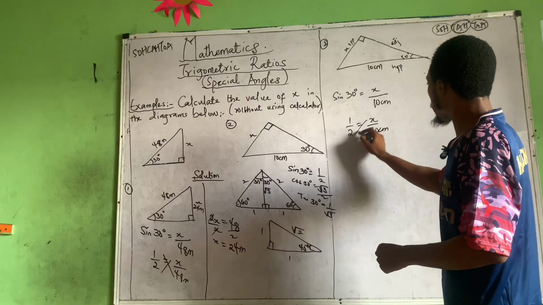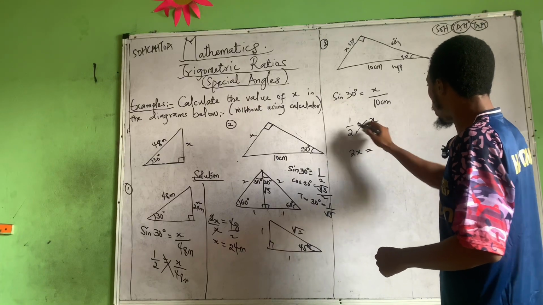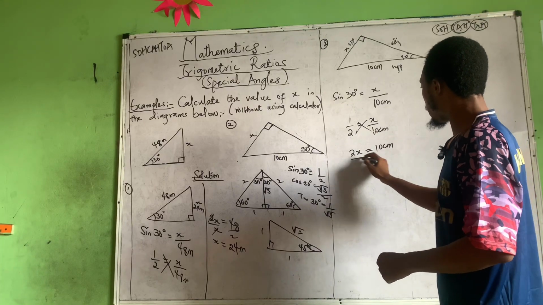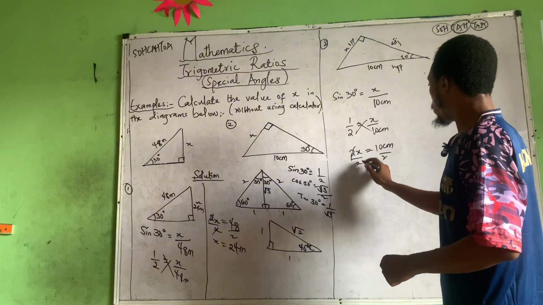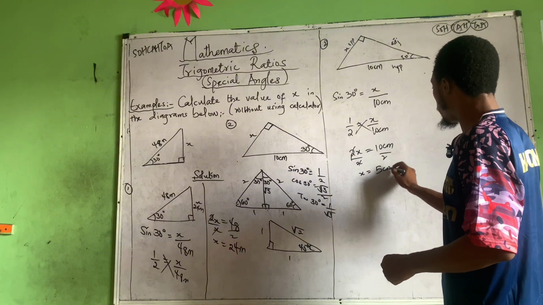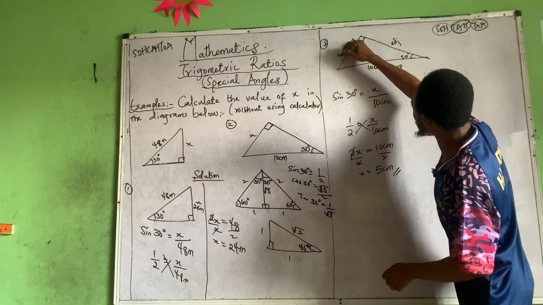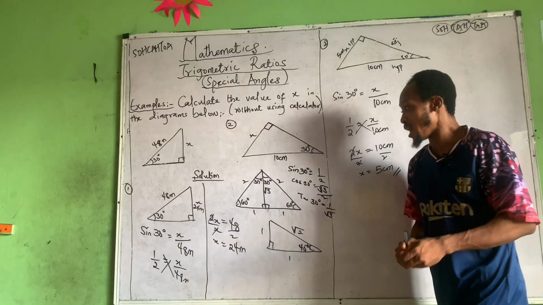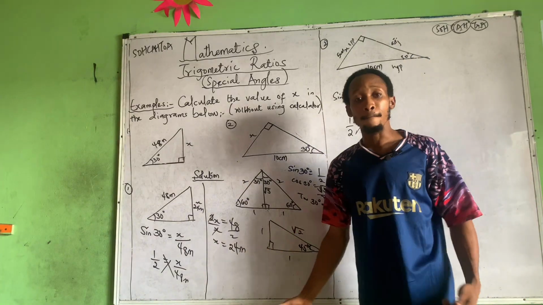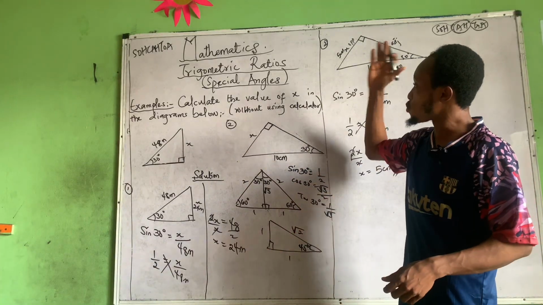So our answer will be, cross multiply, 2x equals 10 centimeter. Divide both sides by 2. So x equals 5 centimeter. So it means that we have this place to be 5 centimeter, and then this is 24 meter. That is how to solve special angles.